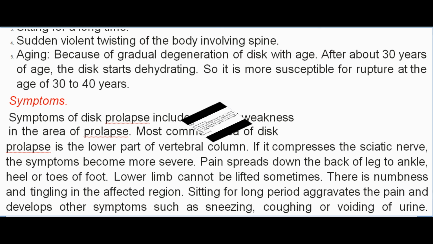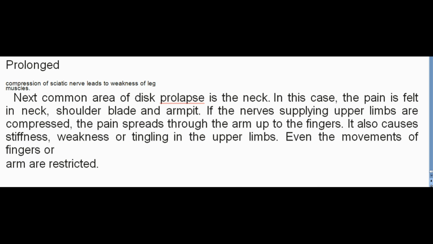Next common area of disc prolapse is the neck. In this case, the pain is felt in neck, shoulder blade, and armpit. If the nerves supplying upper limbs are compressed, the pain spreads through the arm up to the fingers. It also causes stiffness, weakness, or tingling in the upper limbs. Even the movements of fingers or arm are restricted.